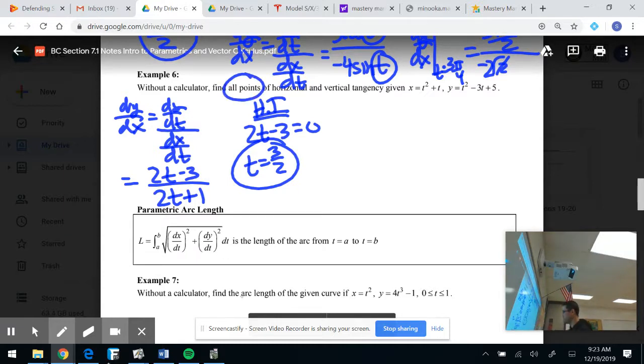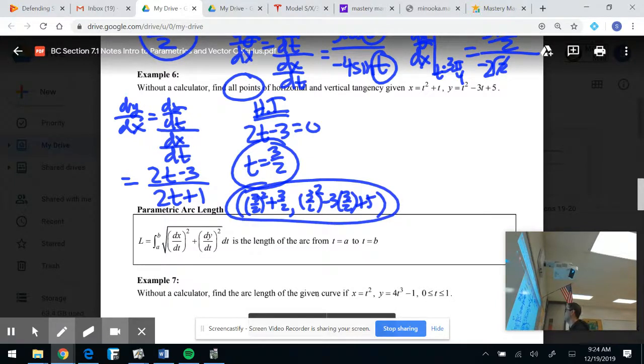Okay? And then believe it or not, it does say to find the points. So at 3/2, all you have to do is put in your x and your y. Your x is going to be 3/2 squared plus 3/2, right? You go ahead and do this math on your own, class. And then the y is going to be 3/2 squared minus 3 times 3/2 plus 5. Okay, do that work on your own. Put that answer in your notes.